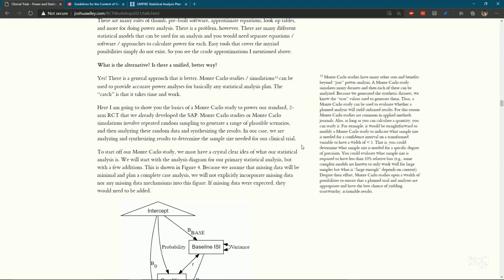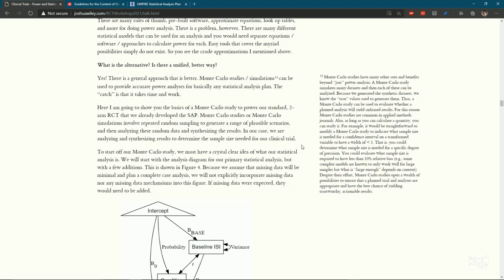Here, I'm going to show you the basics of a Monte Carlo study to power our standard 2-arm RCT that we already developed the SAP for. Now, the core behind Monte Carlo studies or Monte Carlo simulations, those are interchangeable words, involves repeated random sampling to generate a range of plausible scenarios, in this case a range of plausible data sets, and then analyzing these random data and synthesizing the results. Monte Carlo studies get used for a lot of things, but in our case, we are going to be analyzing and synthesizing the results to determine the sample size needed for our clinical trial.